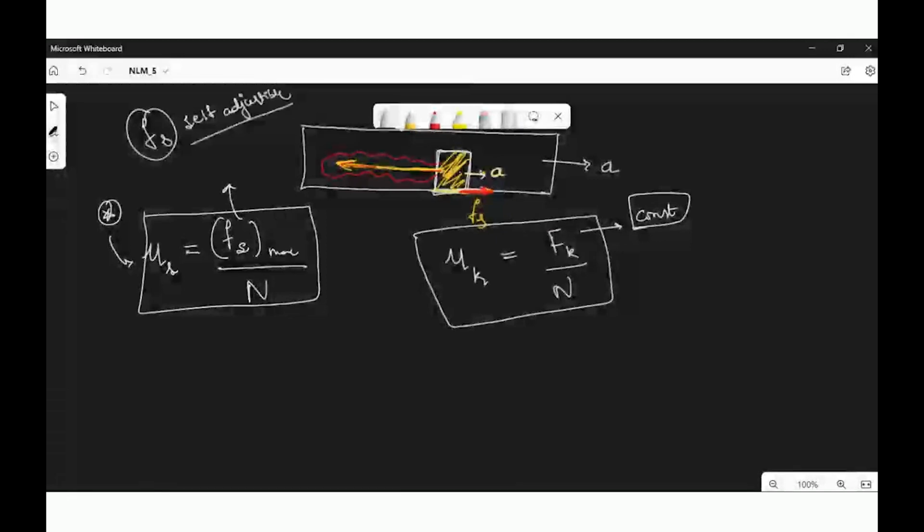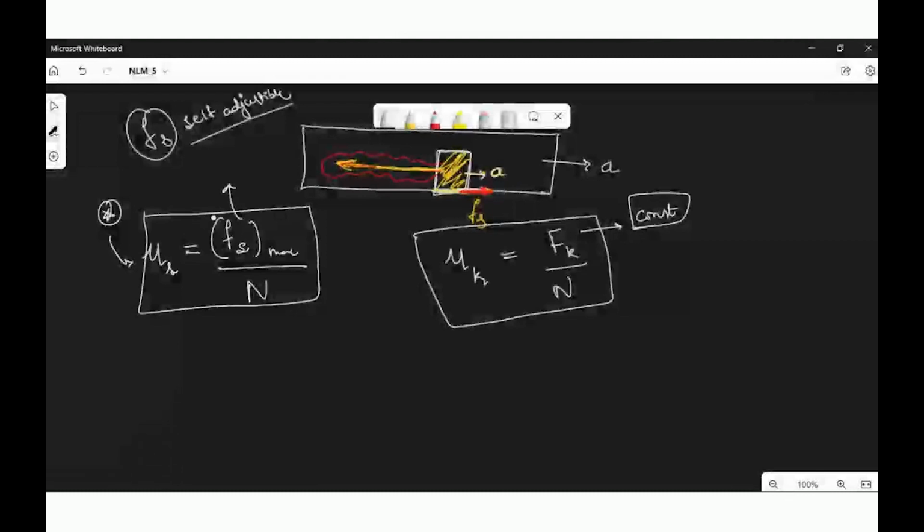So that's very important. Your Fs is adjustable, but Fk is not adjustable. Kinetic friction for a given two surfaces is always constant. But your Fs depends on how much external force is acting. Got that difference?